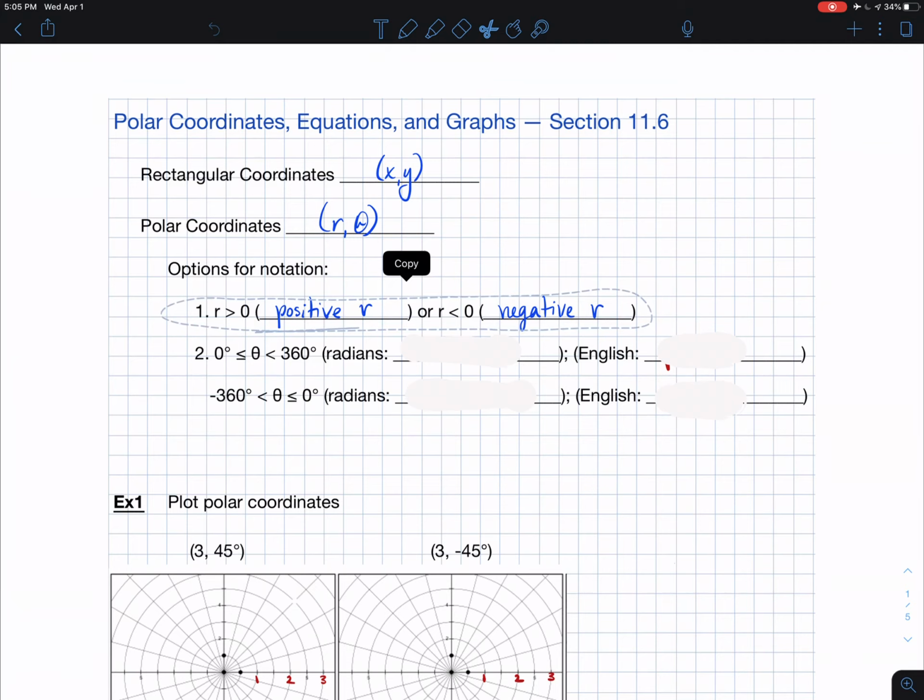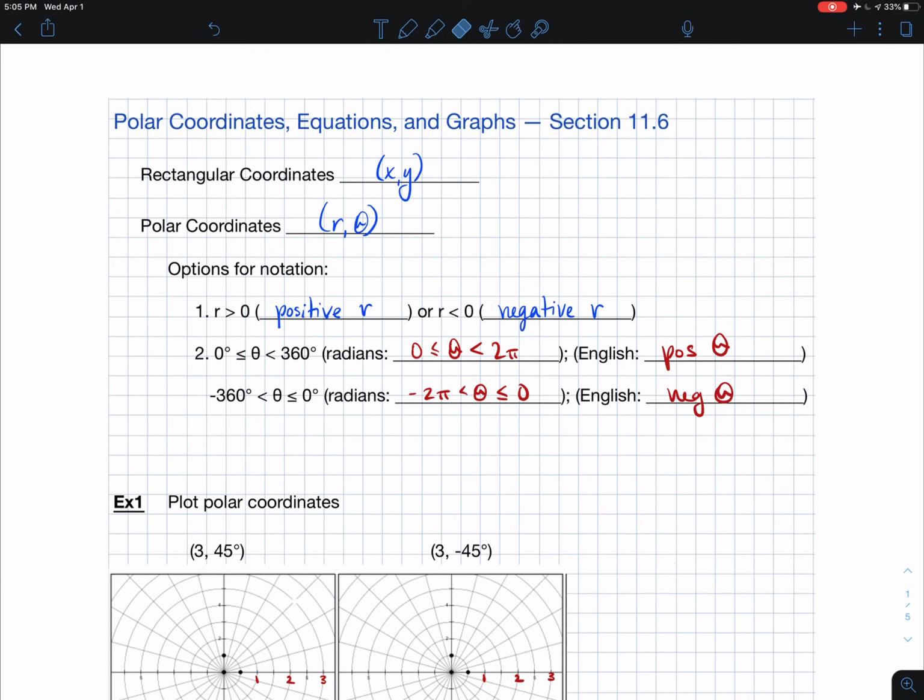So I could have a positive or negative radius. I could also have a positive or a negative theta. And so, let's unhide some of these. I could have a positive theta, and if I were to have a positive theta, my radian would look like theta between 0 and 2 pi. If I had a negative theta, then it would be my theta between negative 2 pi and 0.